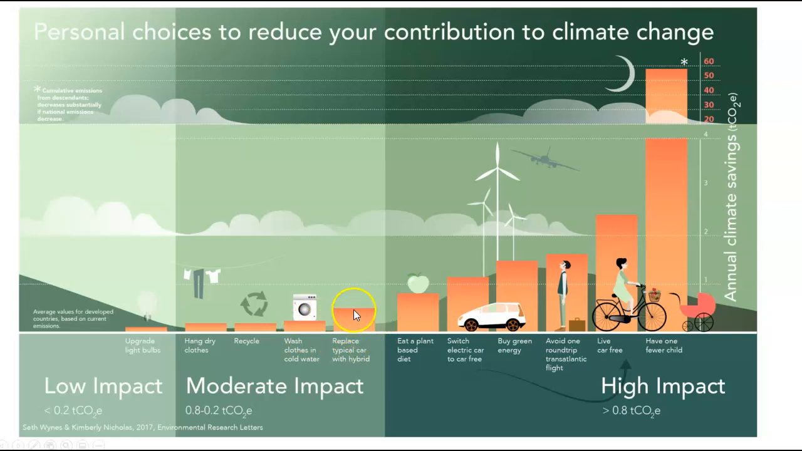Replacing your car with a hybrid saves a little bit, but half a ton. Eating a plant-based diet saves quite a bit. That's more than 0.8 tons per year. Switch your electric car to car-free. That's this amount of savings. Buying green energy, so renewable energy, saves quite a bit. Avoiding transatlantic flights saves quite a lot. Living completely car-free. That's going from this one here, I assume. Saves quite a lot. Having fewer children saves the most.